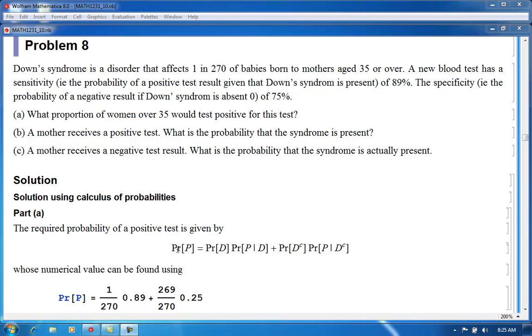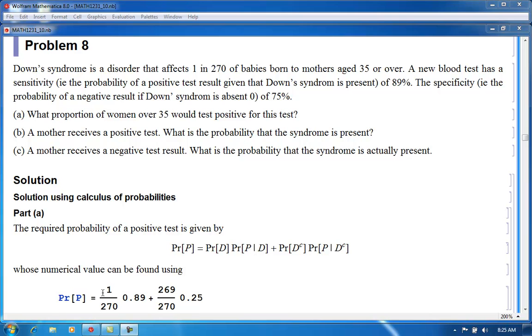So anyway, the probability of a positive test is equal to the probability that Down syndrome is present, D, times the conditional probability that the subject tests positive for Down syndrome. And then the other contribution is from the people who don't have Down syndrome: the probability that they don't have Down syndrome, times the probability that they test positive anyway if they don't have Down syndrome.